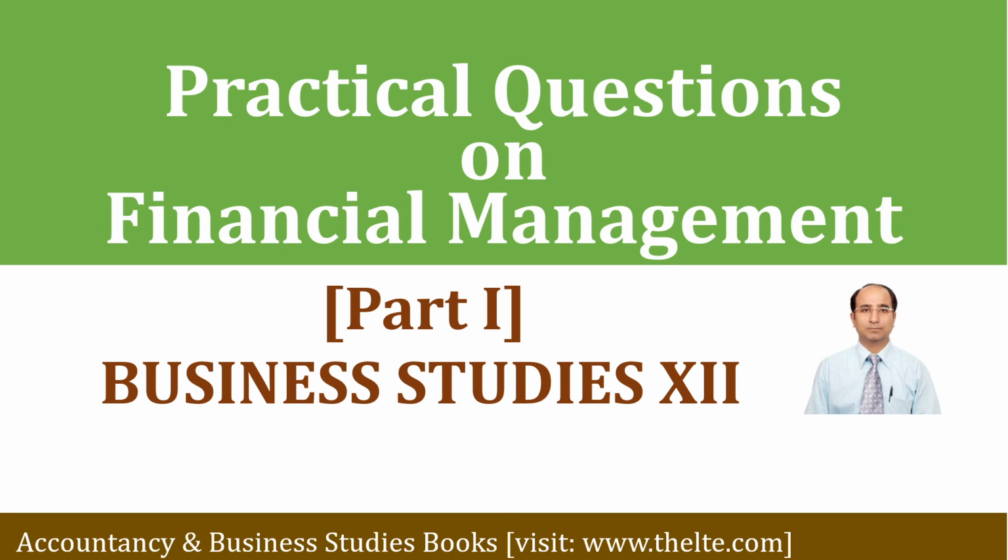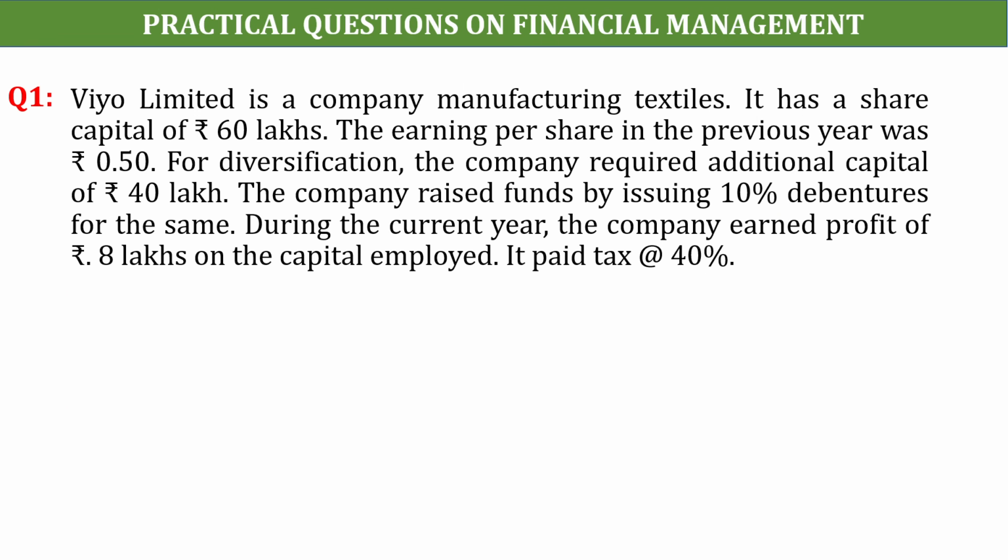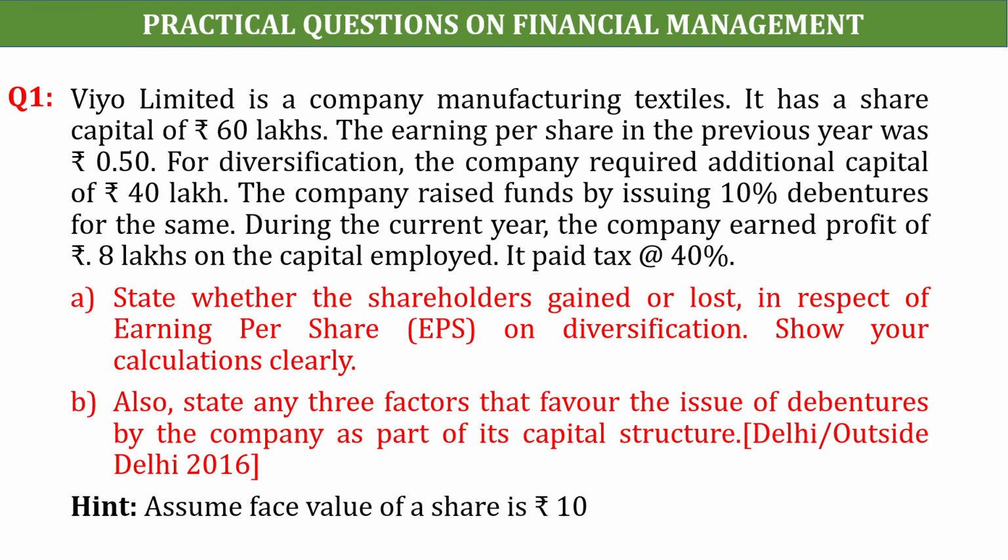We are going to start with part 1. Here you can see the case study followed by two different questions. This question has appeared in the CBSE Delhi and outside Delhi examination 2016. First, we need to read the question. First question is: state whether the shareholders gained or lost in respect of earning per share on the diversification. Show your calculations clearly. Second, also state any three factors that favor the issue of debentures by the company as a part of capital structure.